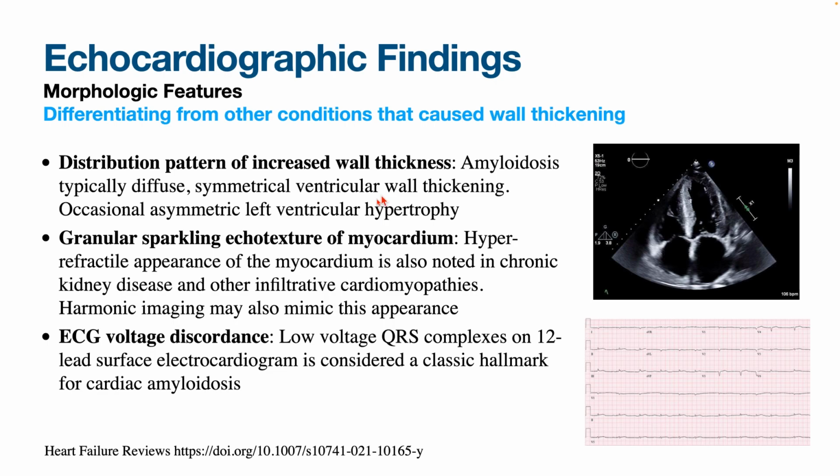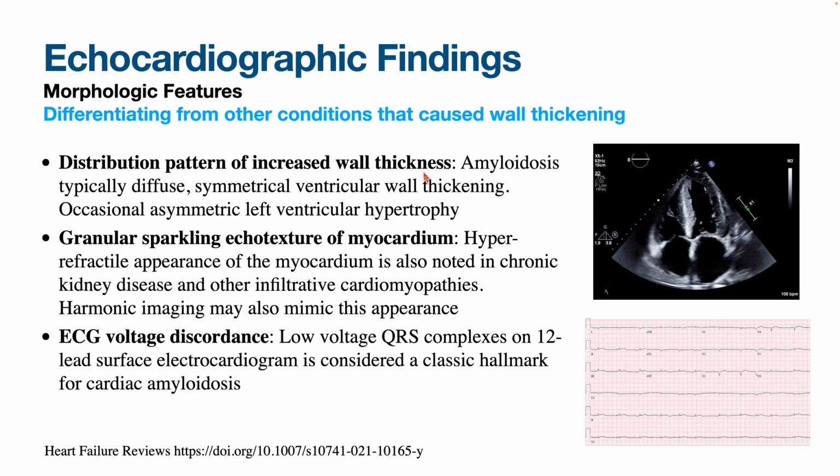The other morphological features that we're trying to look for when we see wall thickening: how do you distinguish cardiac amyloid from other disease patterns? So for example, something that we talk about is cardiac amyloid tends to infiltrate everywhere. So they tend to be very diffuse. The wall thickening tends to be symmetrical. However, there are papers that actually described asymmetric left ventricular hypertrophy presence when patients have cardiac amyloid.